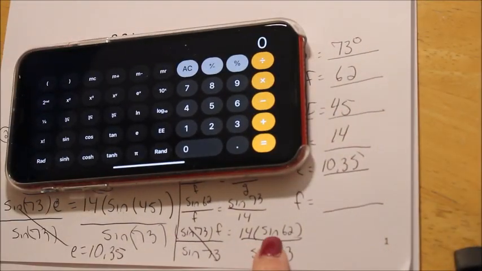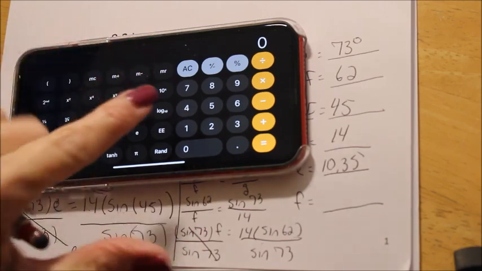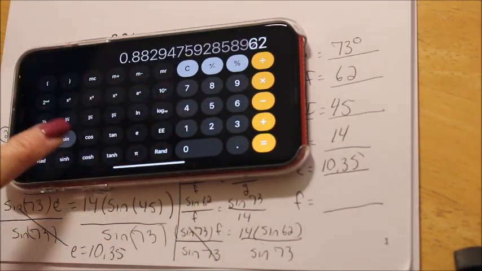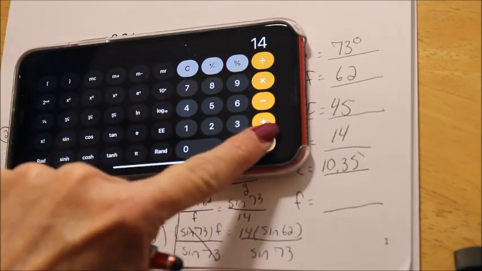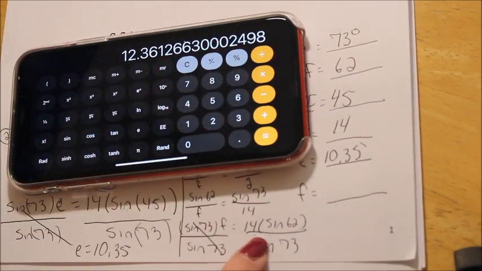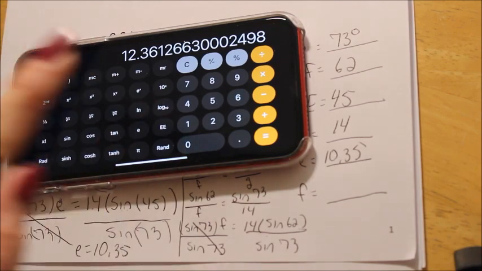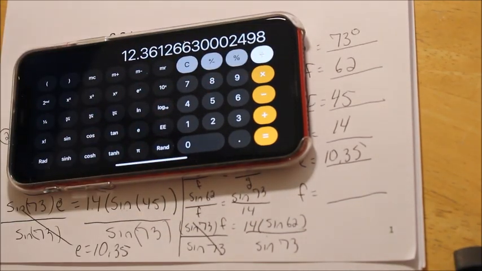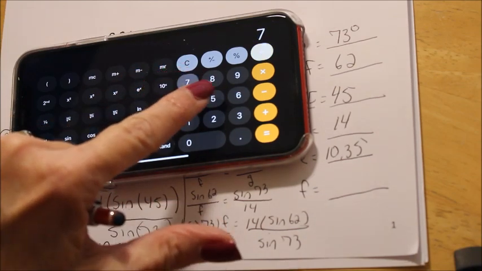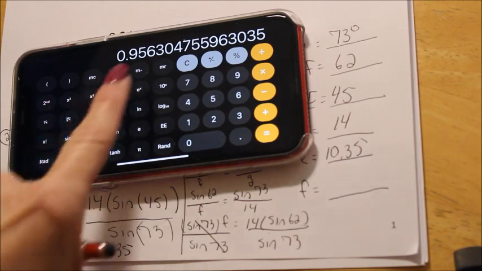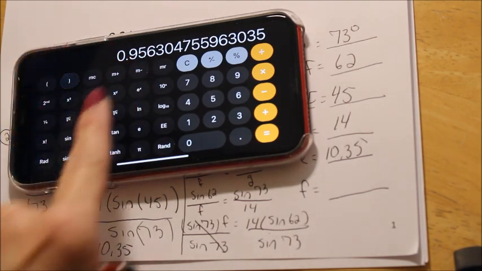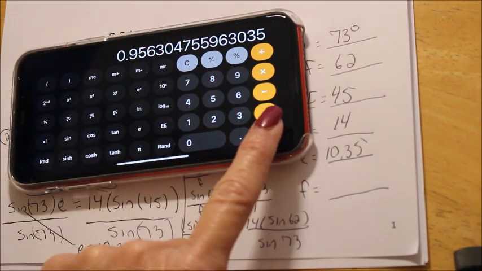So once again, I'm going to start by finding the sine of 62. Sine, and I'm going to times that by 14. And there's my numerator. Now I'm going to divide it by the sine of 73. So when you hit divide, you have to hit your parenthesis, at least I do. And you're going to hit 73. And what is the sine of that? But that's not the answer. You've got to close your parentheses. That's what your denominator is. And then you're going to hit equals.